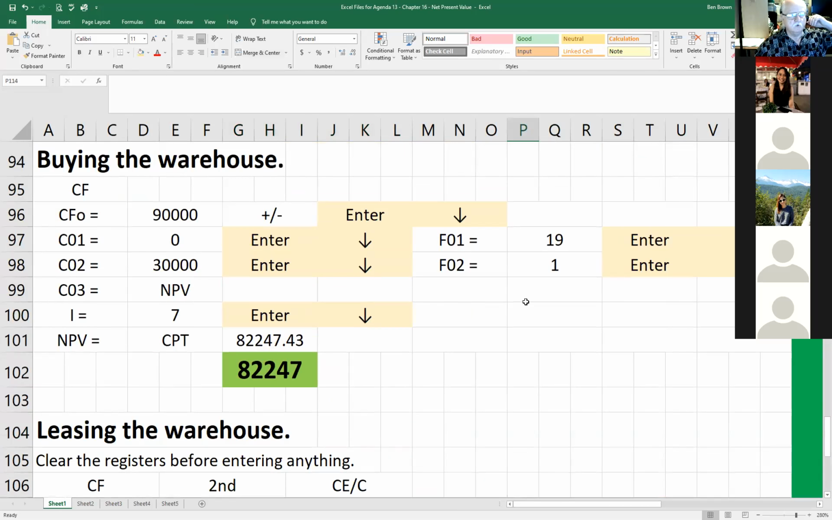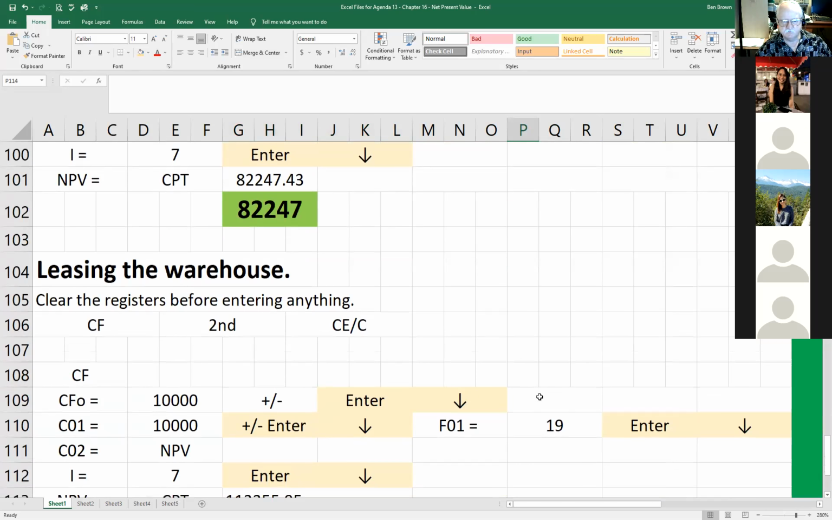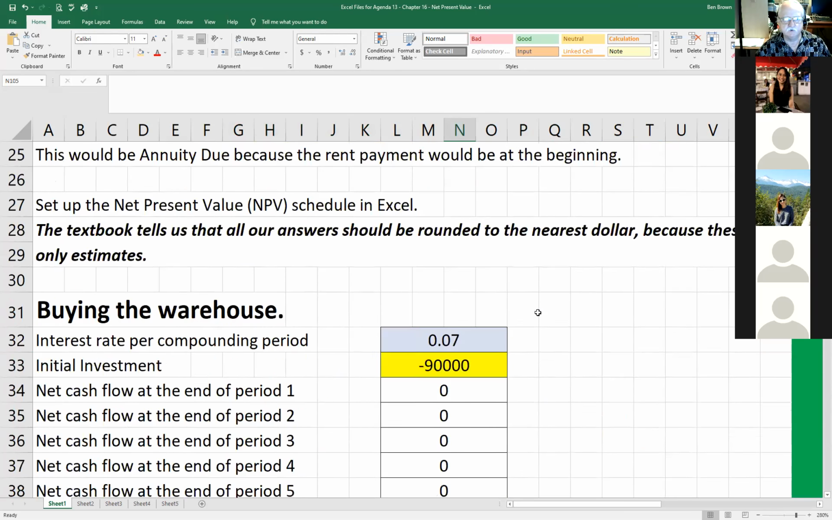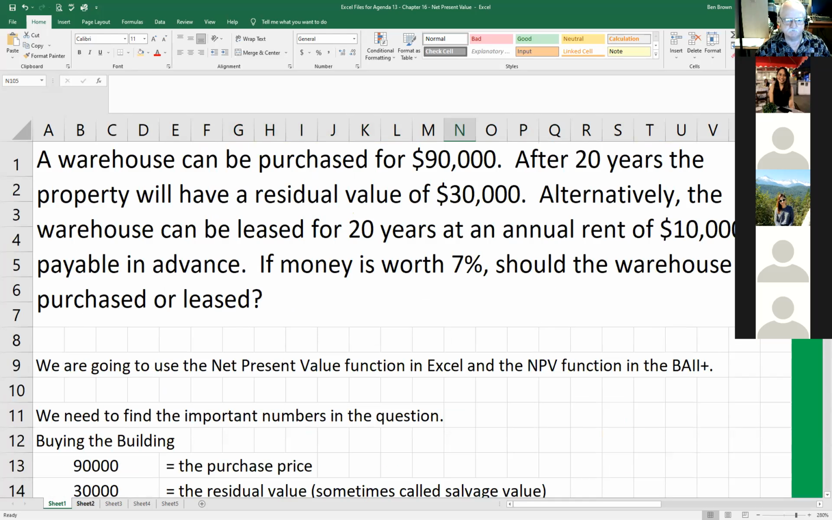So did that work on your calculator? Because if it didn't work after we fixed it, okay, let's take a look at the next question, see what else they can do to us in this chapter.